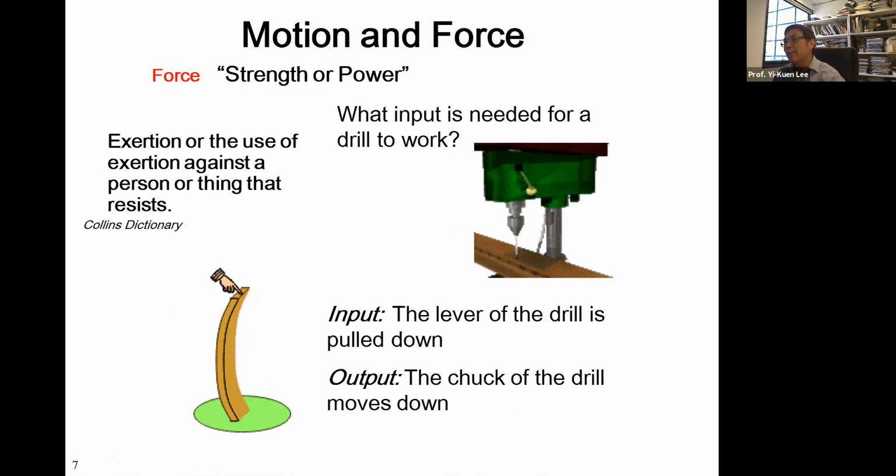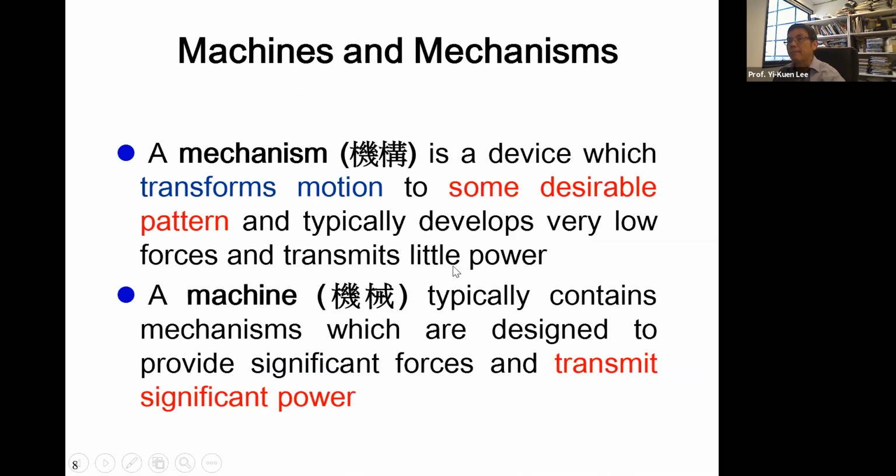All the machines and mechanisms have input and output motion, right? So that is one thing, right? Again, a mechanism is a device which transforms motion to some desirable pattern, right? And then develops very low force and transmits little power. But a machine typically contains mechanisms and is designed to provide very big force and power, right? So this is some difference between mechanisms and machines.